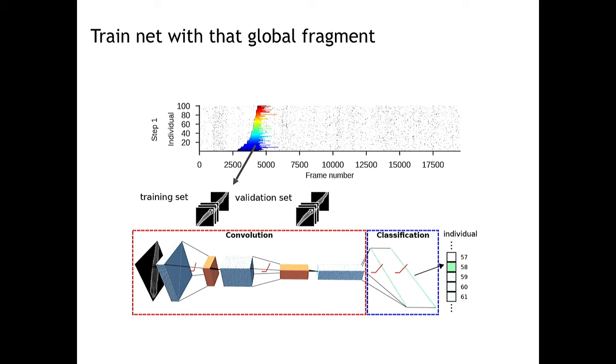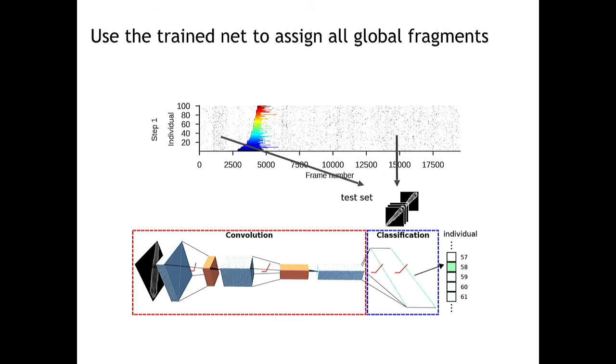This is my training data set. I keep something for validation so I don't overtrain. I train my network to identify all the individuals, because they are not crossing. And then what I do is ask how the network will assign the rest of the video. This is my test set.